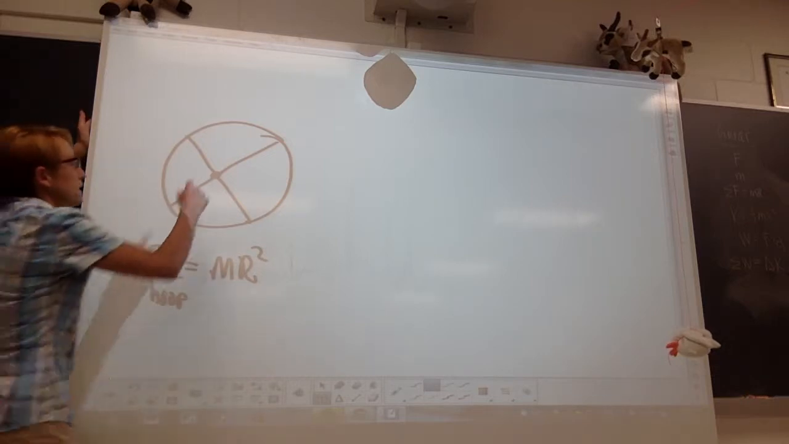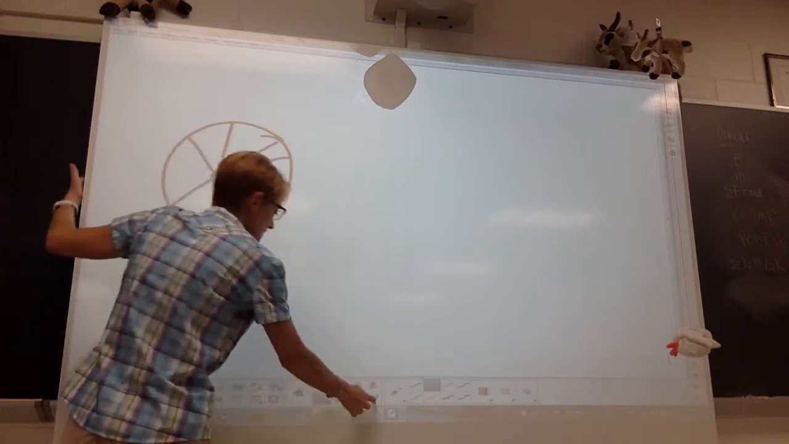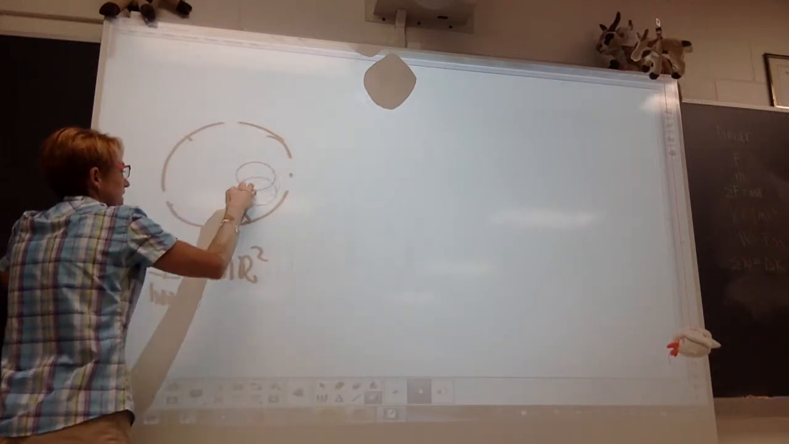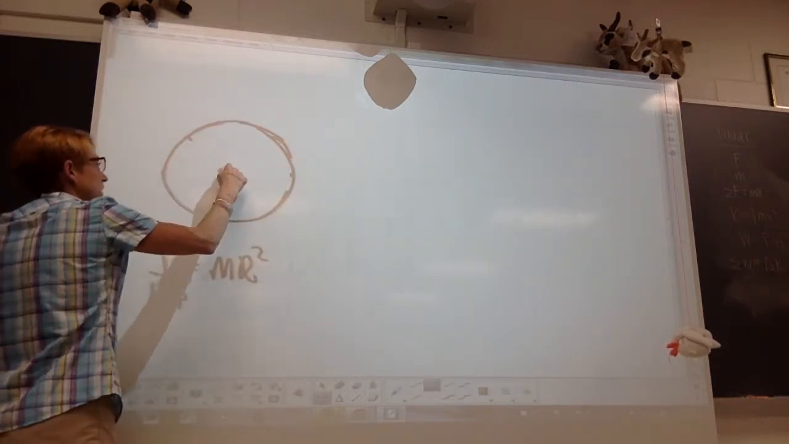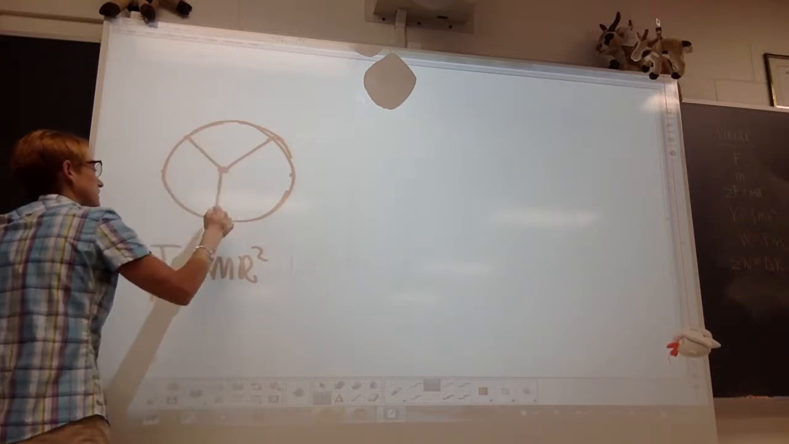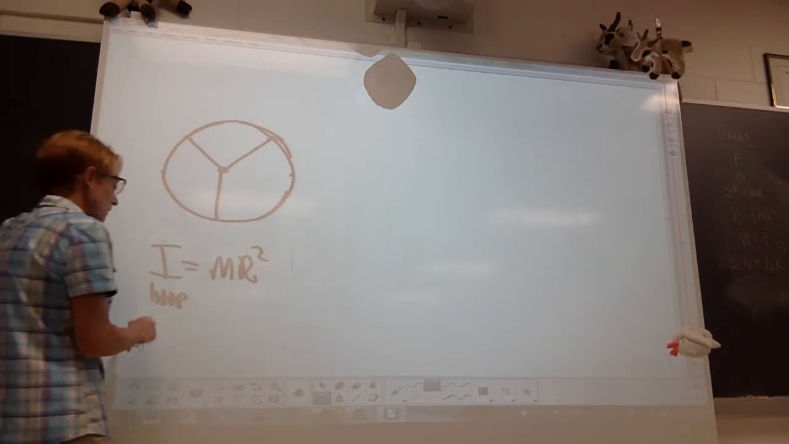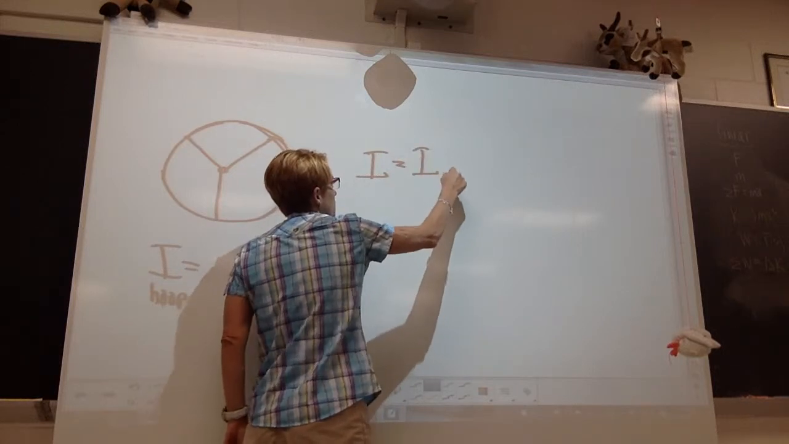So let's put, well, hold on. I want to change the spokes that I put in here because I accidentally drew that so that it was hard. I'm going to put 3 spokes. I just increased its moment of inertia by how much? Well, how many spokes did I just put in there? 3.